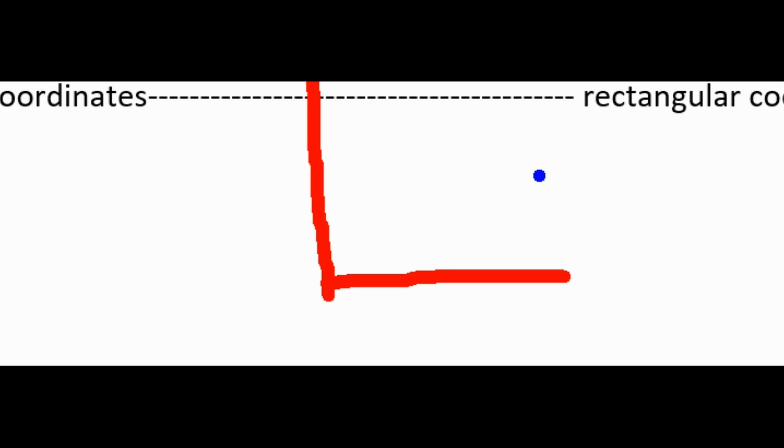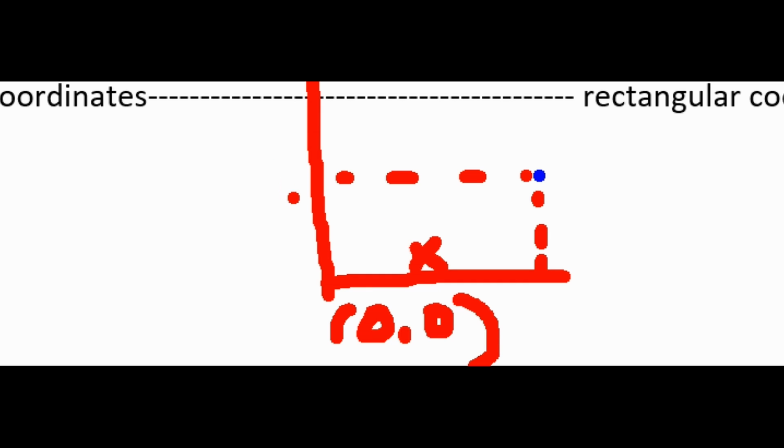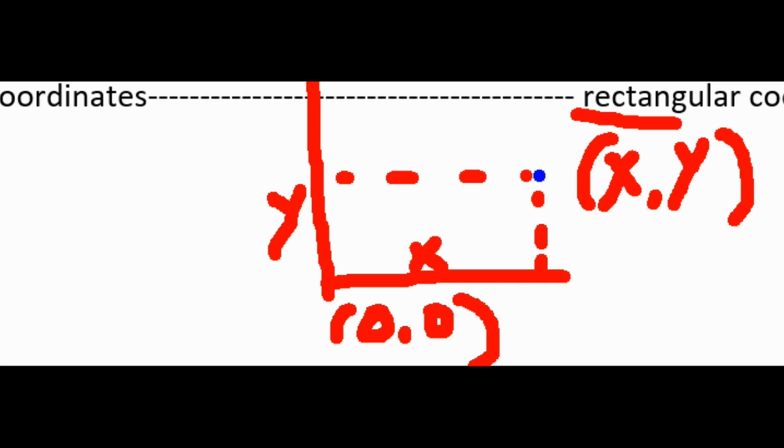If I know the 0 point, which is where I am standing, how can we represent this point? I can draw two different lines, one is X and one is Y. That's 0 and 0, and then we have this point, which has an X and a Y. So this point, I can say X and Y. That's rectangular coordinates. What about the polar coordinates?